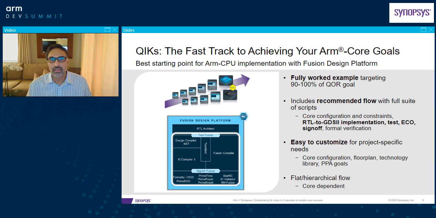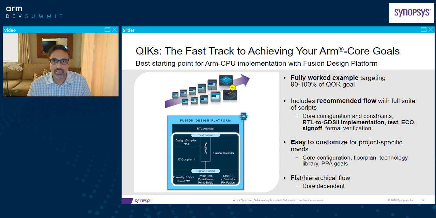So let me tell you a little bit more about these QUICs. QUICs are the best start point for ARM CPU implementation. QUICs include a full RTL to GDS2 implementation, test, ECO, sign-off, and formal verification flow. They are fully worked examples, meaning that we have achieved a specific, aggressive QOR target as set by ARM. They are architected for you to be able to easily adapt to your core-specific needs.